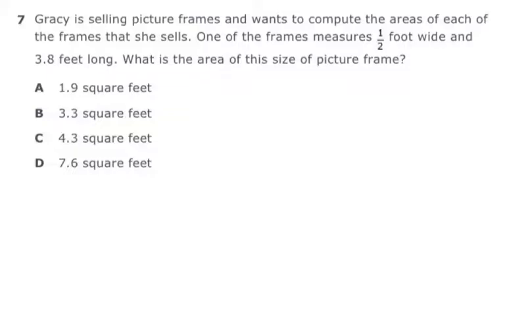Well, most of you remember that finding the area is just base times height. So we have those measurements. We have 1/2, we have 3.8. The thing is, one is a fraction, one's a decimal. So how do we convert these?